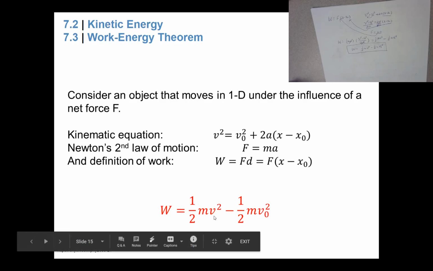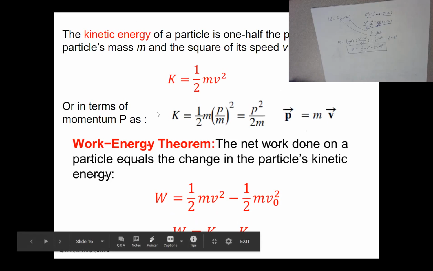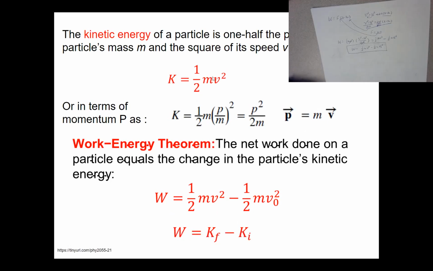So we give this term 1/2 mv squared a new name, called the kinetic energy of the object. Okay. So then work done is equal to the final kinetic energy of the object minus the initial kinetic energy of the object. So that's basically the work energy theorem. So define a new quantity, 1/2 mv squared, which is the kinetic energy.